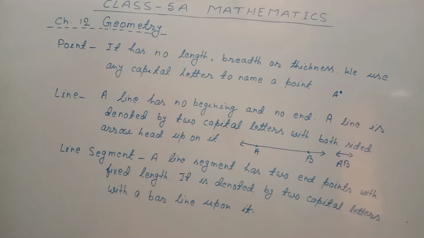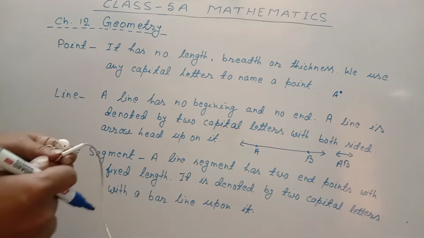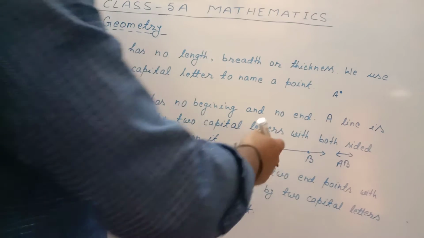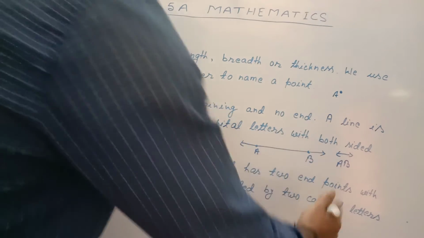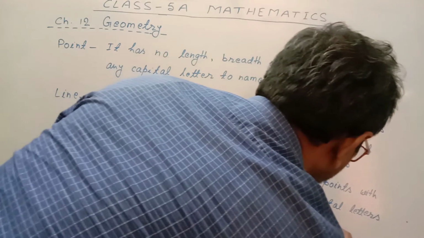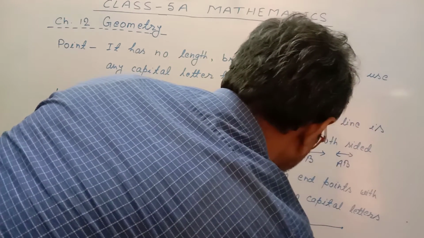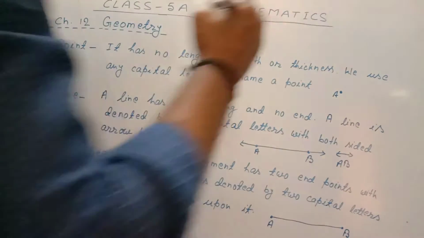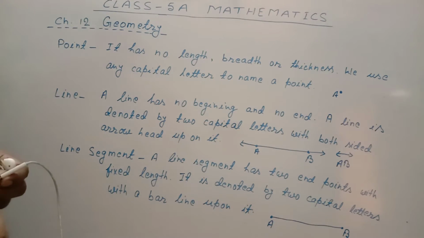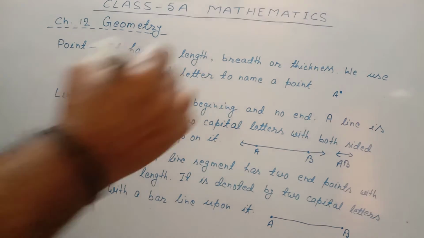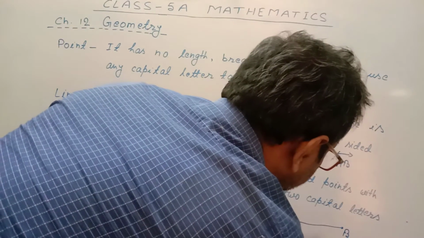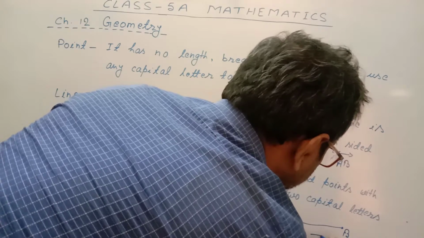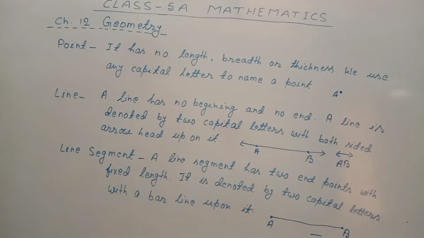Third is line segment. A line segment has 2 endpoints with fixed length. Actually, a line segment is the part of the line. If you remove this part AB from a line, then this became the line segment. It has both a starting point and end point. It has also the fixed length, and a line segment is denoted by 2 capital letters with a bar line upon it.